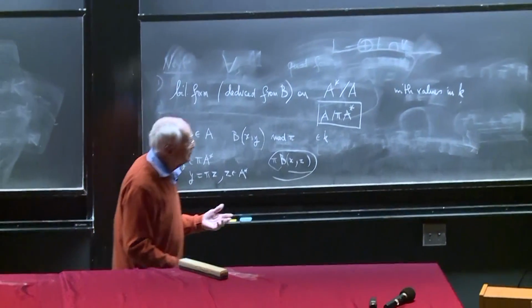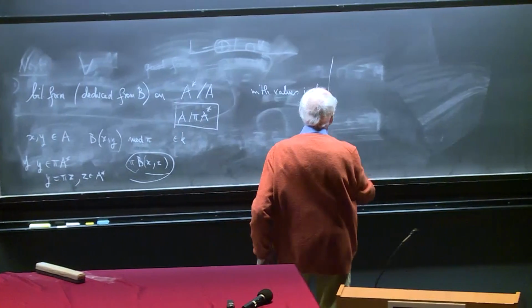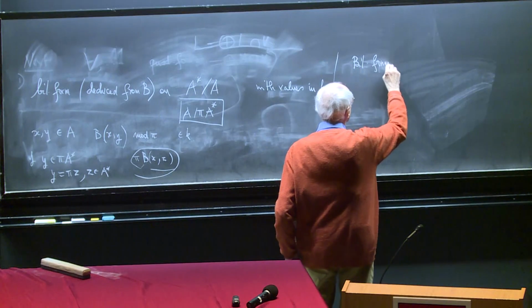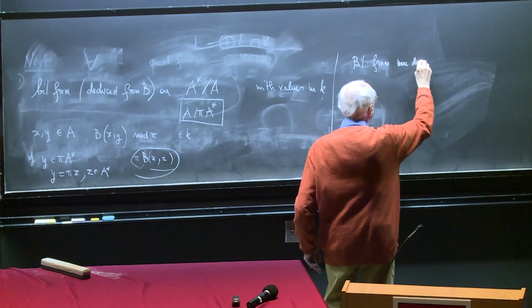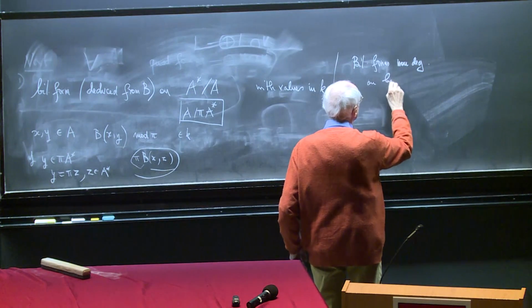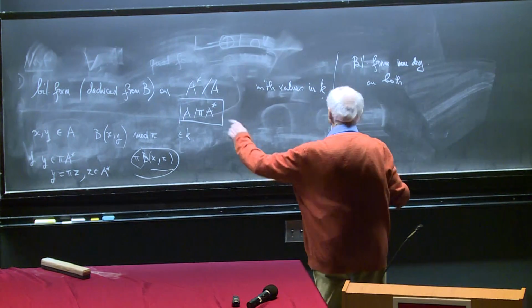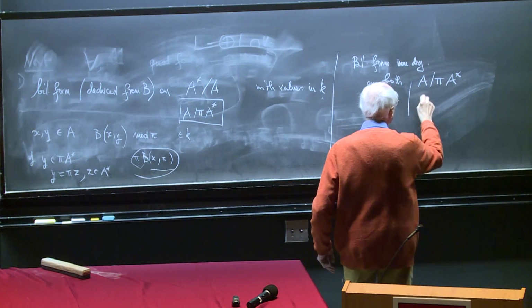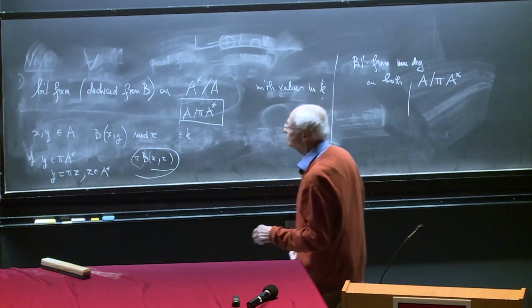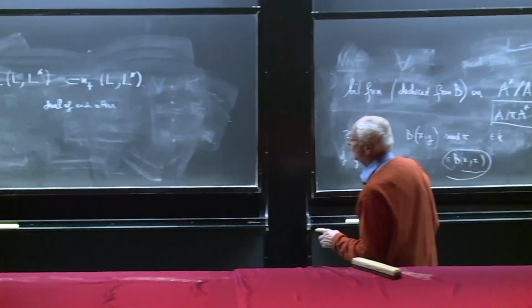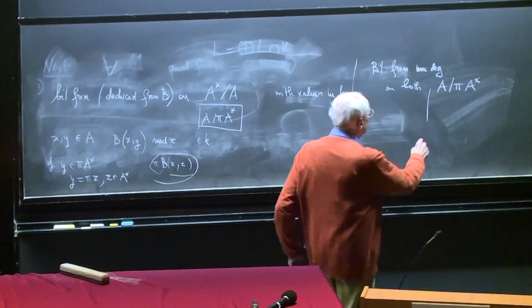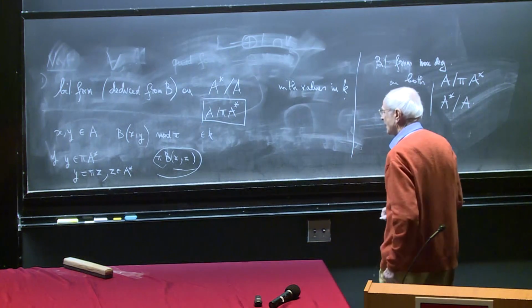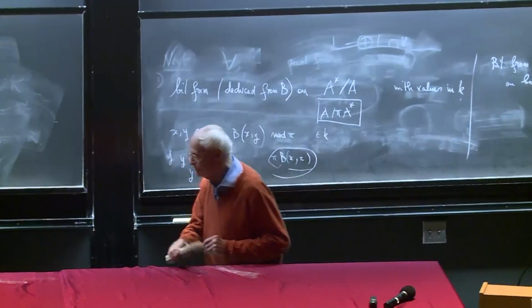So you get bilinear forms, non-degenerate, on both A over pi A star on the two pieces. And what is the other one? The other one is A star over A. All right.